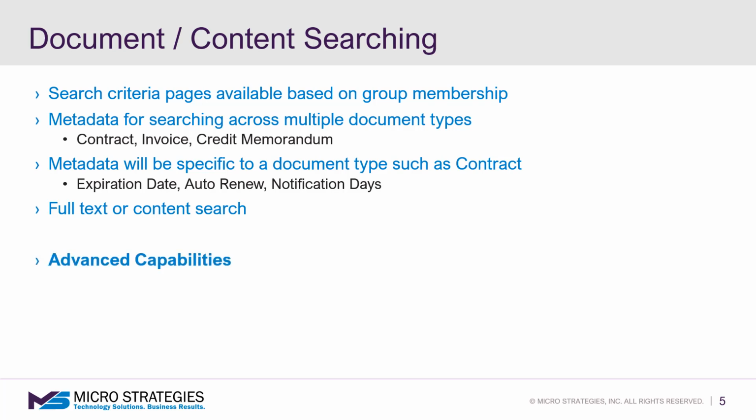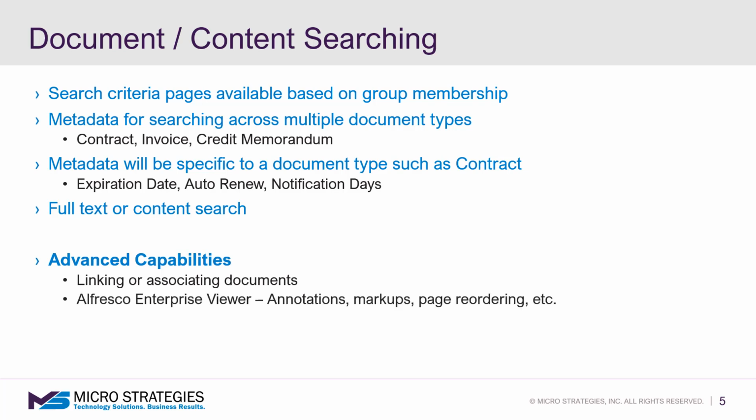Now, we talk about this from a roadmap perspective. So there are some advanced capabilities you can add on as time goes on. So linking or associating documents, a great feature for keeping your documents together. Definitely want to check out the video on that. And we'll talk about the videos at the end of the presentation. Alfresco Enterprise Viewer, great add-on for annotations and markups and page reordering. A lot of great features with the Alfresco Enterprise Viewer.